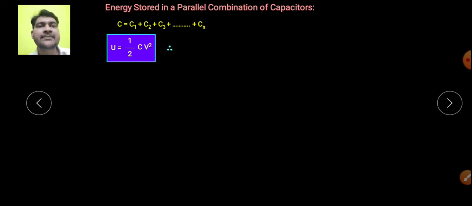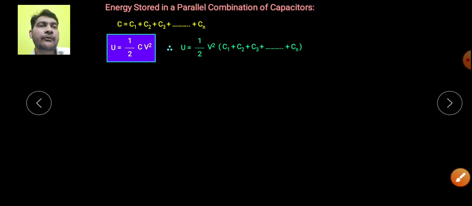So using this expression, total energy stored is equal to half CV square. If we put the value of C from the above expression, then we obtain U is equal to V square by 2 into (C1 plus C2 plus C3 plus C4 plus Cn). And if we multiply V square by 2 with each term inside the bracket, we obtain V square C1 by 2, V square C2 by 2, V square C3 by 2.